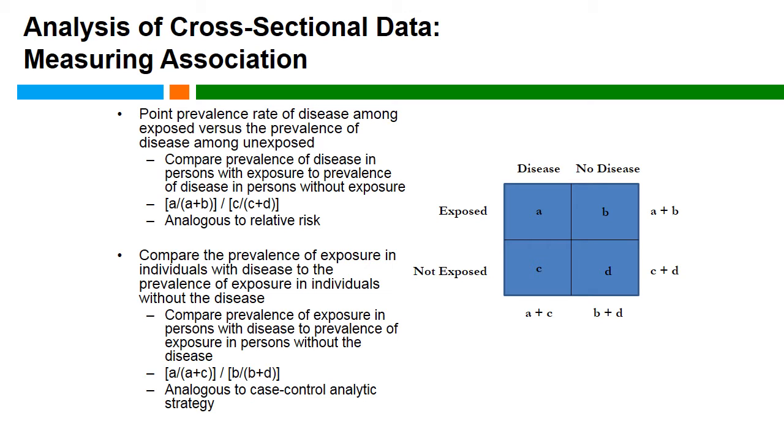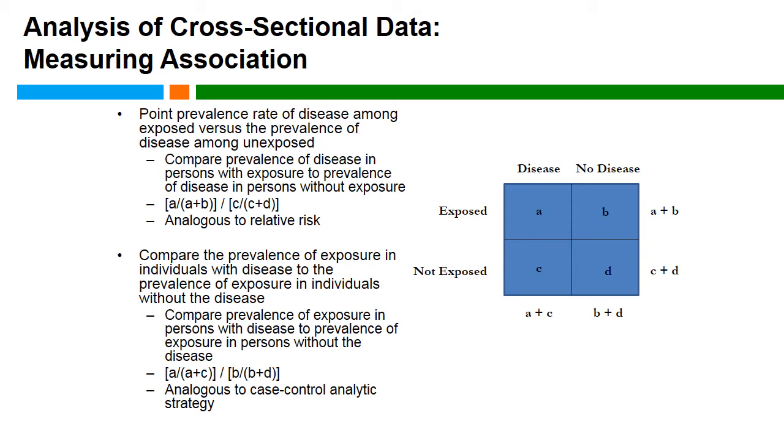This approach is similar to the relative risk calculation in a cohort study, but the difference is there's no temporality to the data, and therefore the calculation is the point prevalence rate rather than the relative risk. In this simple case, the prevalence of disease among the exposed population is A over A plus B, while the prevalence of disease in the unexposed population is C over C plus D. The ratio of the two, A over A plus B over C over C plus D, is the estimate of the point prevalence rate of disease.